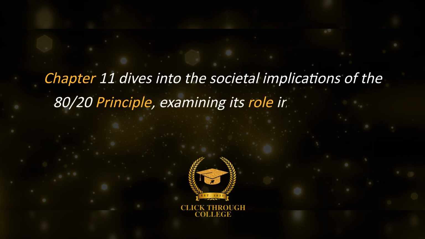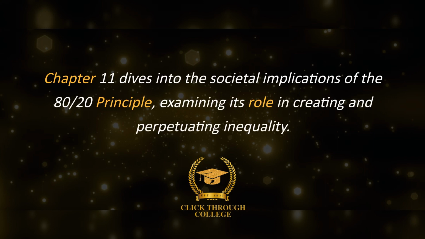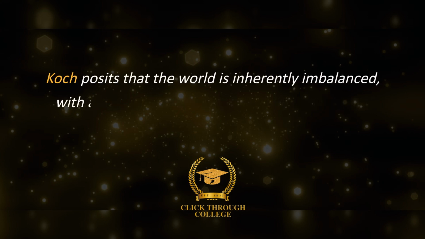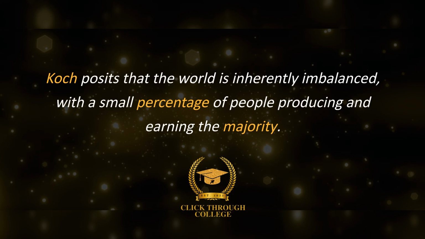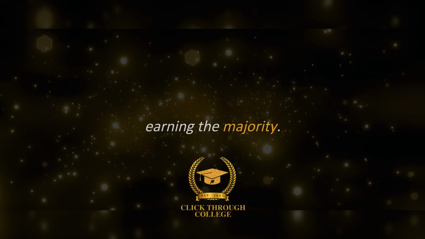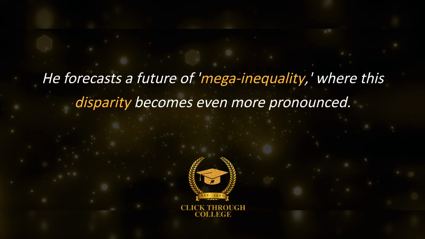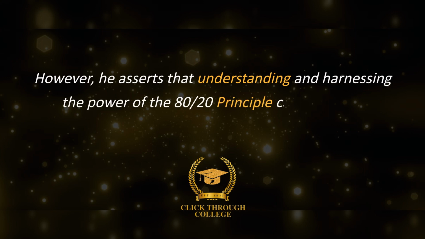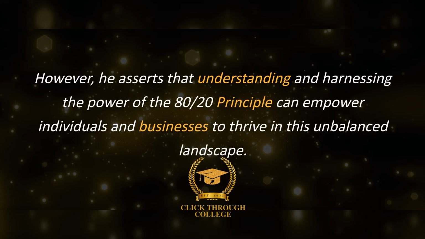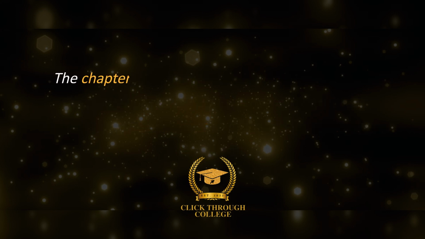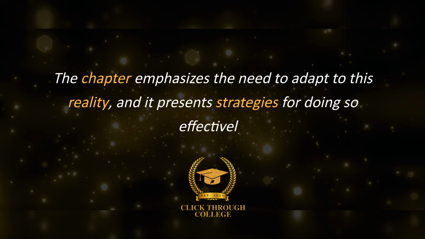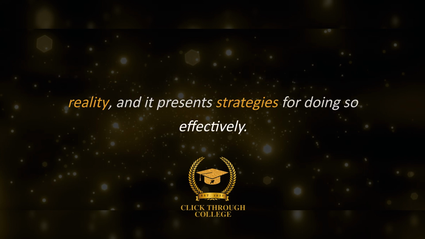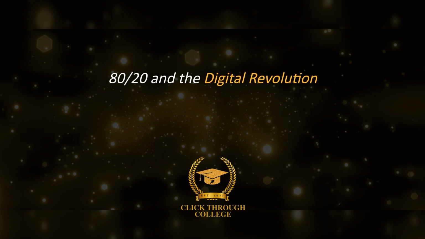Chapter 11 dives into the societal implications of the 80-20 principle, examining its role in creating and perpetuating inequality. Koch posits that the world is inherently imbalanced, with a small percentage of people producing and earning the majority. He forecasts a future of mega inequality, where this disparity becomes even more pronounced. However, he asserts that understanding and harnessing the power of the 80-20 principle can empower individuals and businesses to thrive in this unbalanced landscape. The chapter emphasizes the need to adapt to this reality, and it presents strategies for doing so effectively. 80-20 and the digital revolution.